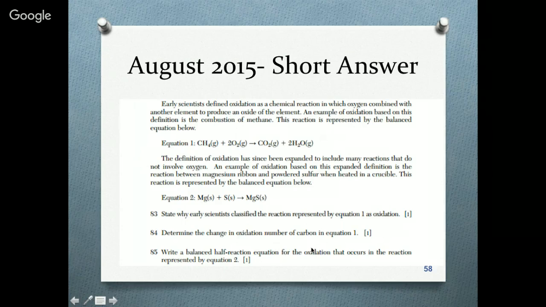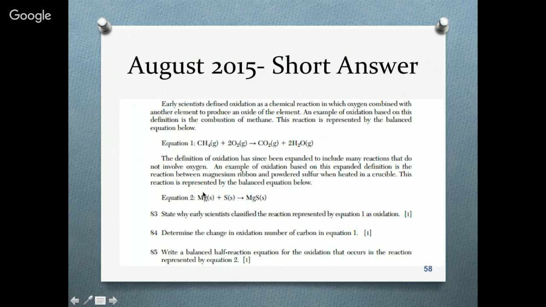84, determine the change in oxidation number of carbon in equation 1. Okay, so we look at carbon on the reactant side. We have hydrogen as +1 times 4 would be +4, so carbon is going to be -4. And on the product side, you have -2 for oxygen times 2 is -4, so carbon would be +4.